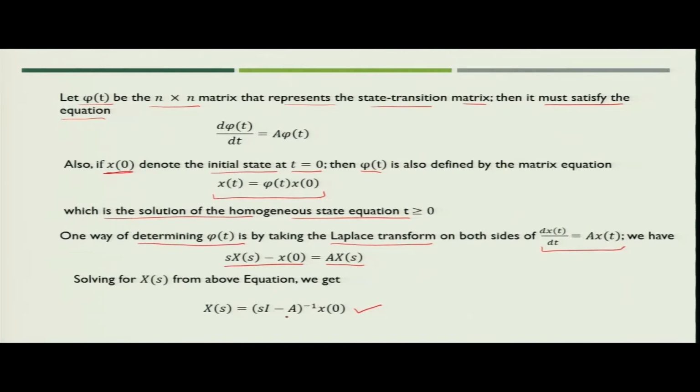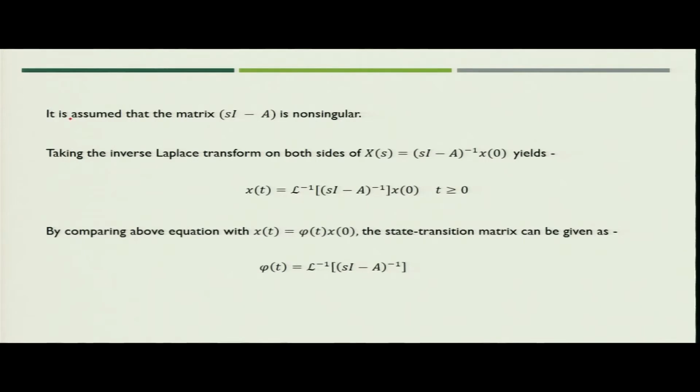Now, we are taking the inverse of the matrix sI minus A. The important property which we have to assume here is that the matrix sI minus A is non-singular, which means the determinant of this matrix is not equal to 0. Now, let us take the inverse Laplace transform on both sides. The equation we have is X(s) is equal to (sI minus A) inverse x0. So, if you take the inverse Laplace transform, x(t) is the inverse Laplace transform of this times x0, which is a constant quantity, for time t greater than 0.